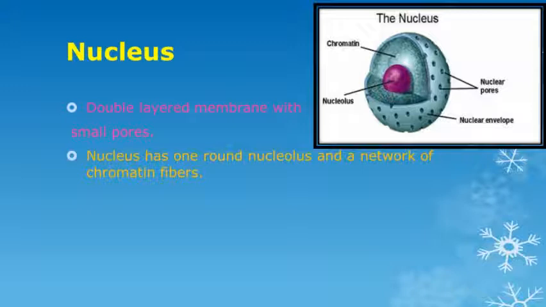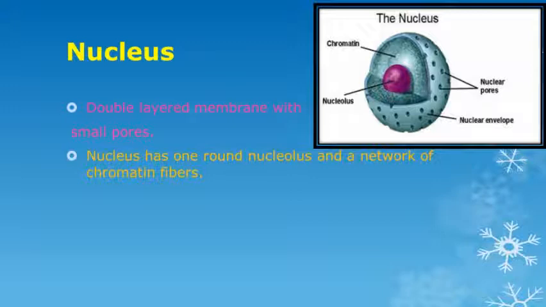So what is a nucleolus? It is a small dense structure which is present inside the nucleus. Where is the nucleolus present? Inside the nucleus. And this nucleolus contains RNA, that means ribonucleic acid, to build proteins. So this RNA present inside the nucleolus helps in building proteins.